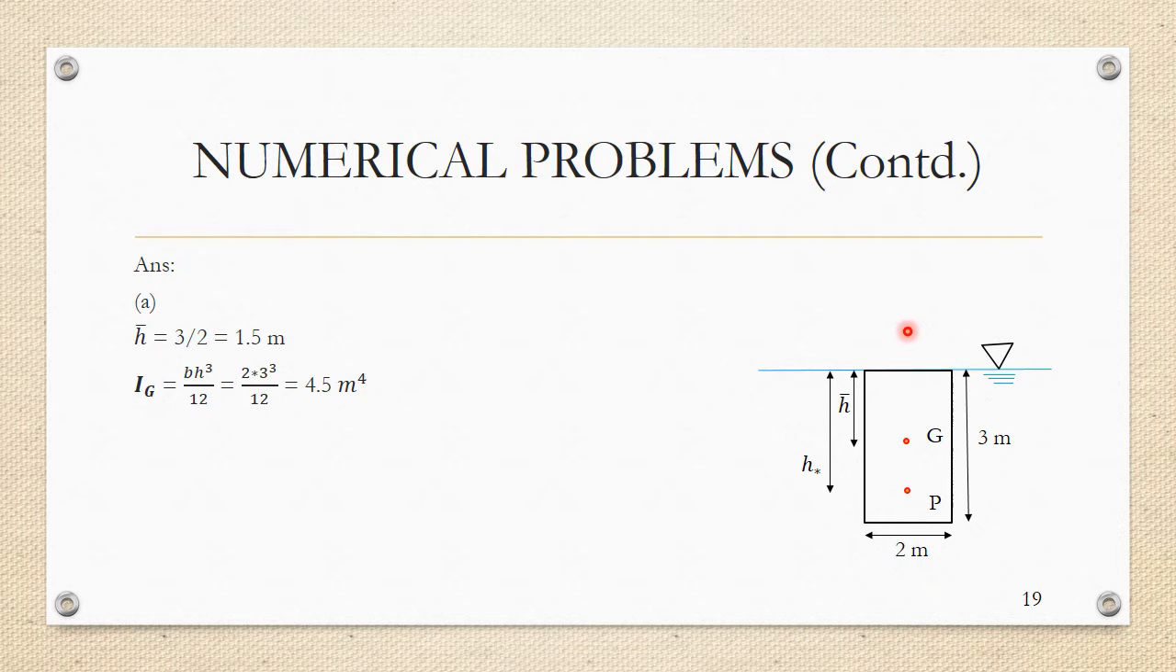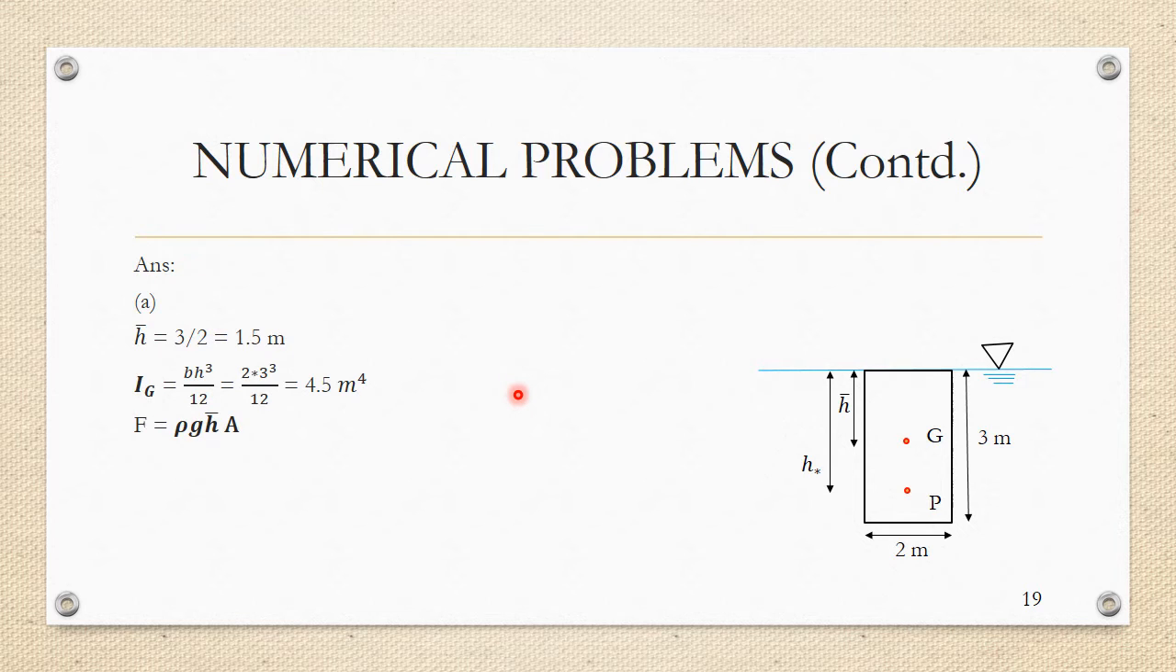Ig is given by b h cube by 12. It's Igx that I'm referring to. Igx is 2 into 3 cube divided by 12. I have to cube the depth. So 2 into 3 cube divided by 12 is Ig, and that comes to 4.5 meter raised to 4. If you look at the units of Ig, b h cube by 12, b is meter, h cube is meter cube. So the unit of Ig is meter raised to 4. And we get Ig for this given rectangle as 4.5 meter raised to 4.